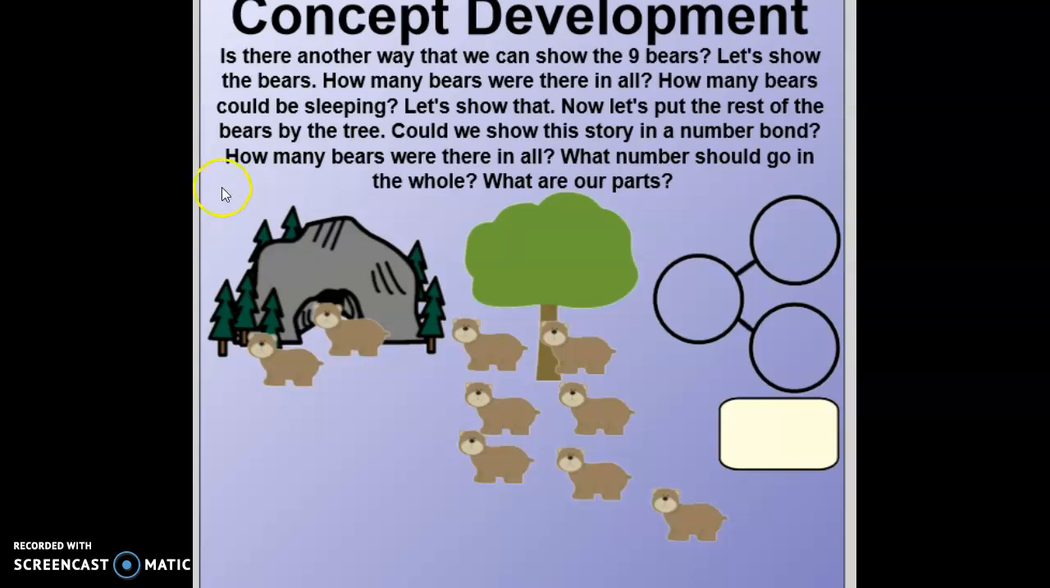All right, so our whole, what is it today? It is 9, because we're decomposing the number 9, or taking apart the number 9. And how many are at the cave? 1, 2. That's one of our parts. And how many are at the tree? 1, 2, 3, 4, 5, 6, 7. Okay, so we have 9 as our whole and 2 and 7 as our parts.